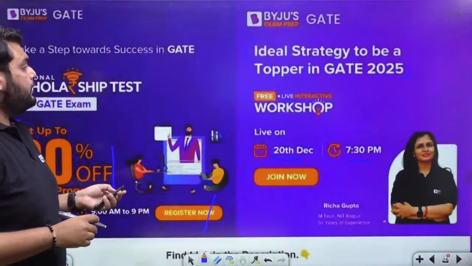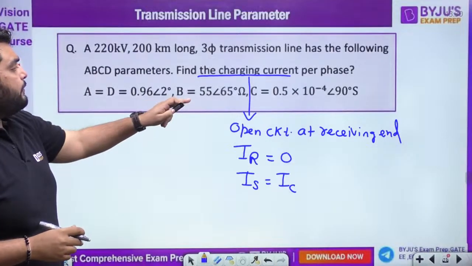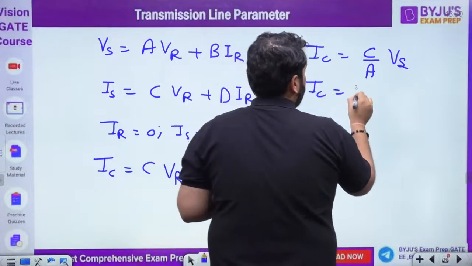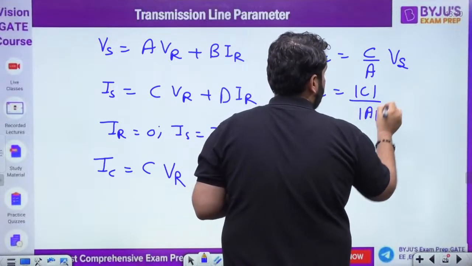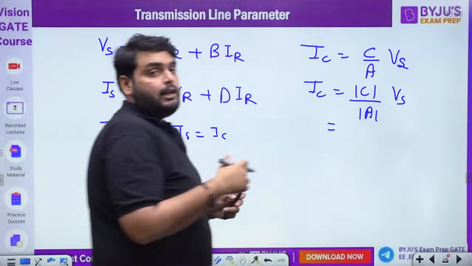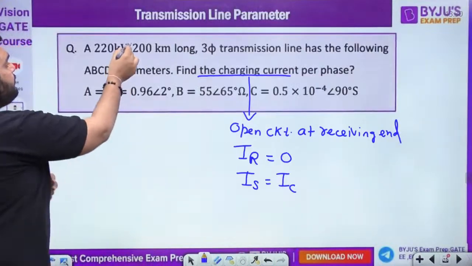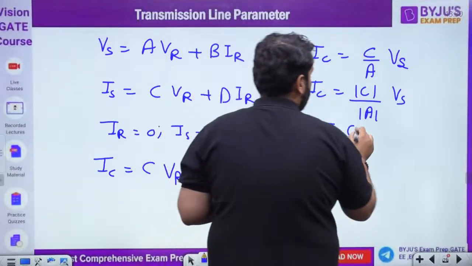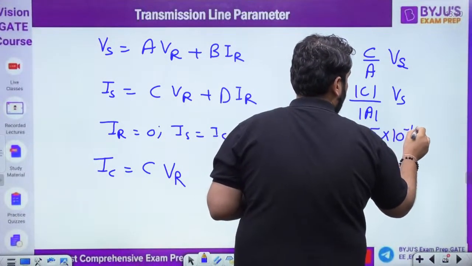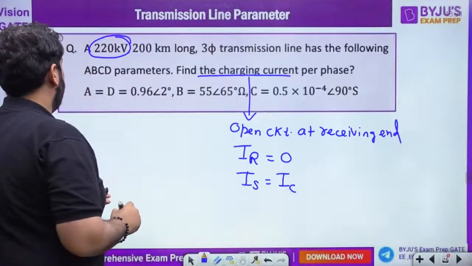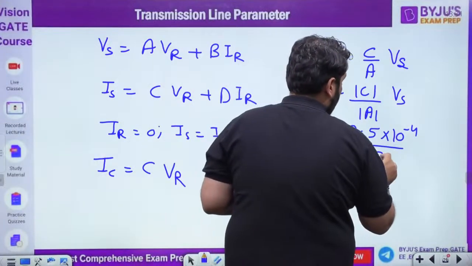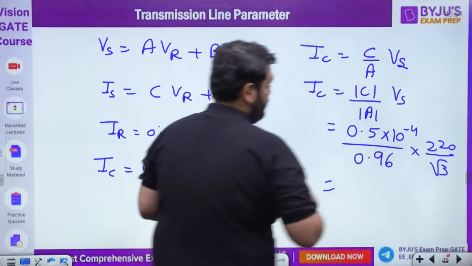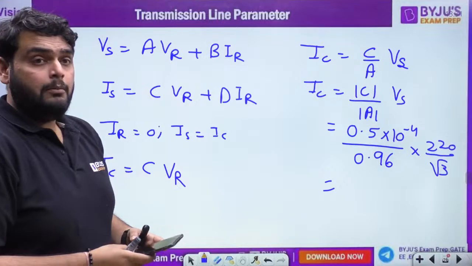Okay, now let's see the question. We need to find out the magnitude only, right? So it will be the magnitude of C, magnitude of A, and VS. Now always remember they are talking about per phase, but here we have been given the line voltage, 220 kV. So C is 0.5 into 10 raised to power minus 4, divided by A. What is A here? 0.96. 0.96 multiplied by 220 divided by root 3. Okay, let's solve it. Tell me, what will the answer be?